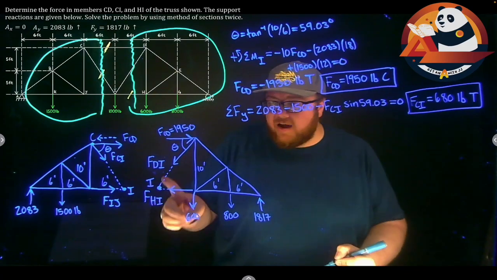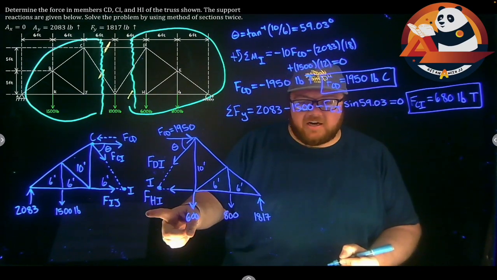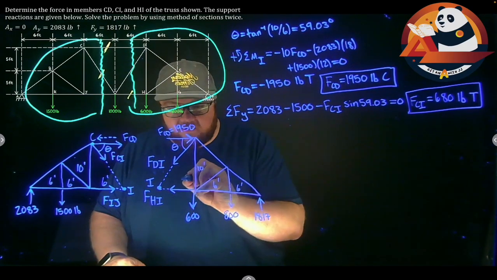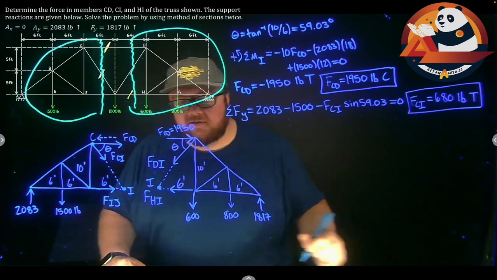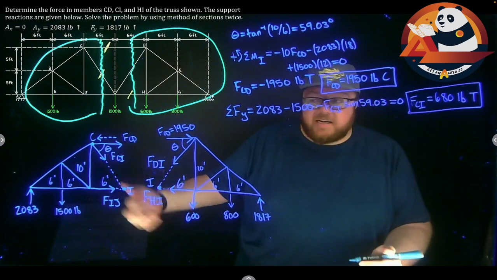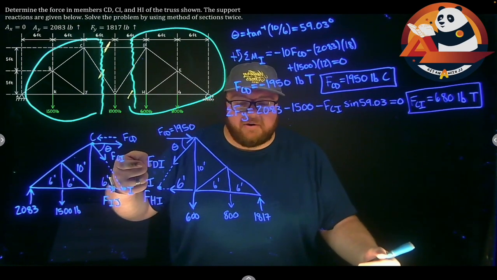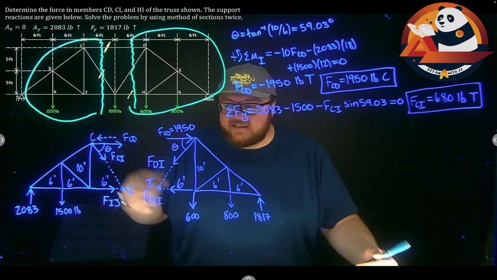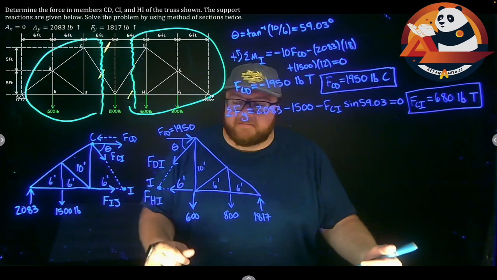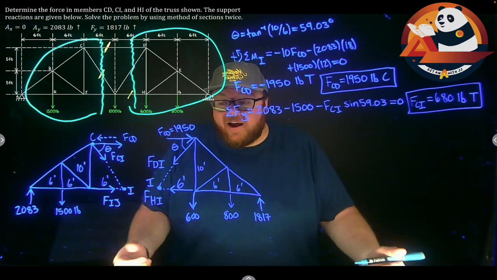So how do I want to find my last unknown, FHI? That is 6 feet away, by the way. We'll include that label. There's multiple ways I could try to do this. I need FHI. I could sum forces in the Y. It would get me FDI. Then I could sum forces in the X. FHI would be my only unknown force. That's totally valid for us.